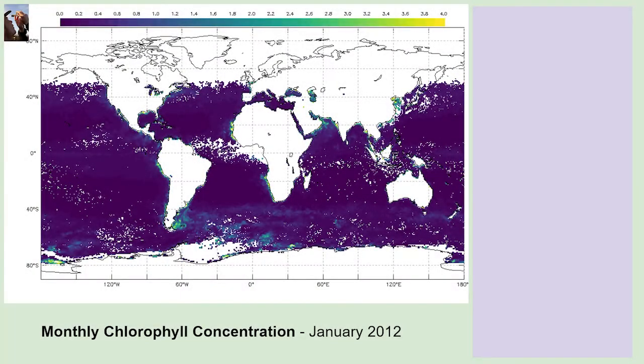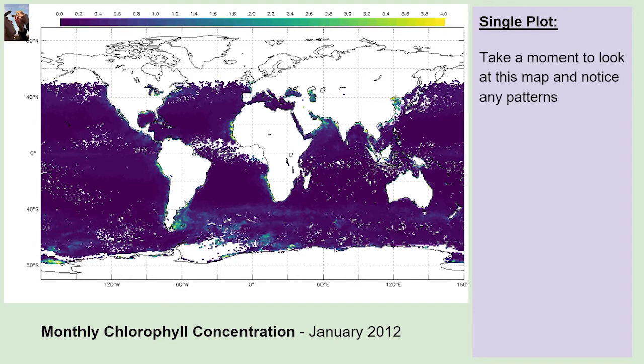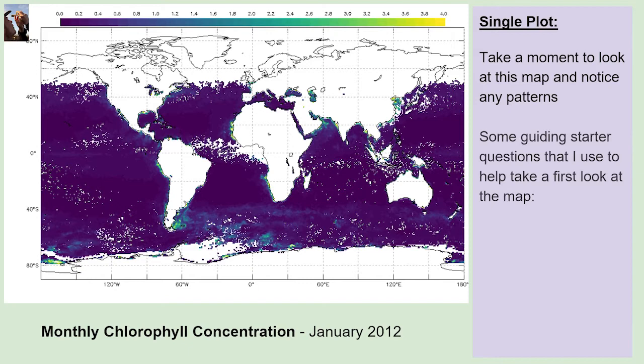The first map that I'm looking at is the monthly chlorophyll concentration from January 2012. Let's take a moment to look at this map and notice any patterns that we see. Here are some starter questions to help us wrap our heads around what this map is showing. First question, where are the minimum and maximum values?